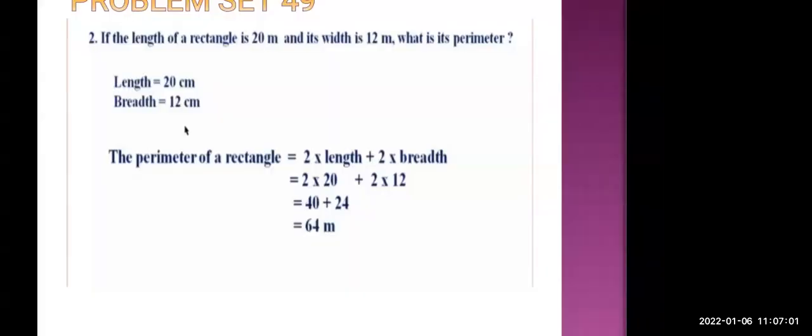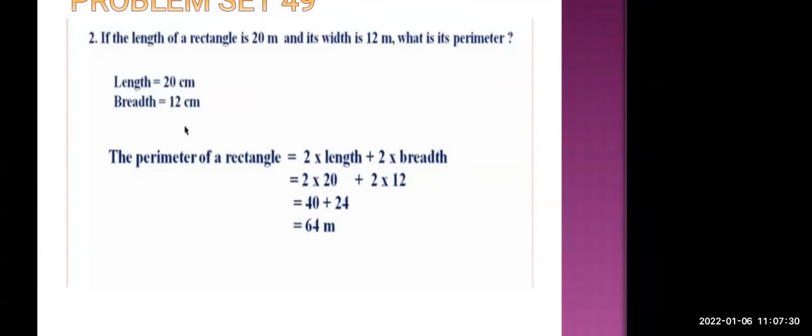Yes. Now the second question is also same as the first one. Now we'll read the question. If the length of a rectangle is 20 meter and wide is 12 meter, what is its perimeter? See here, length बता दिया है कितना 20 meter. Wide means breadth बताया है 12 meter. What you are going to find out? You are going to find out the perimeter of a rectangle.